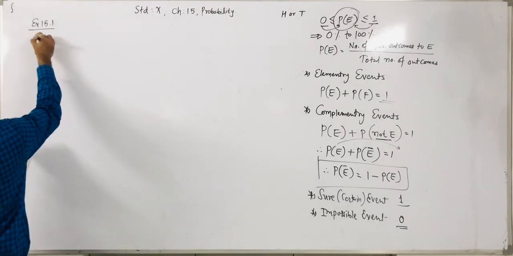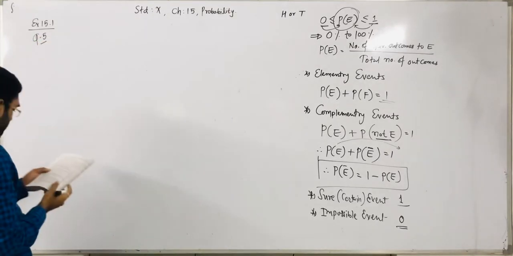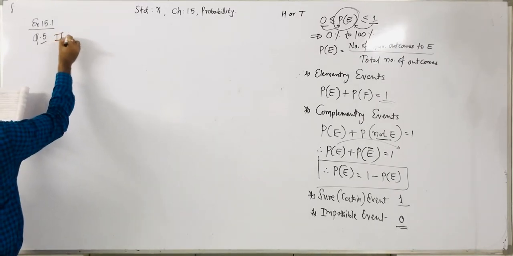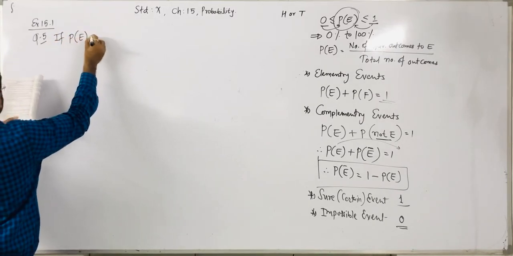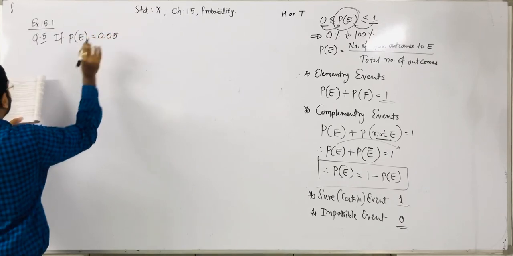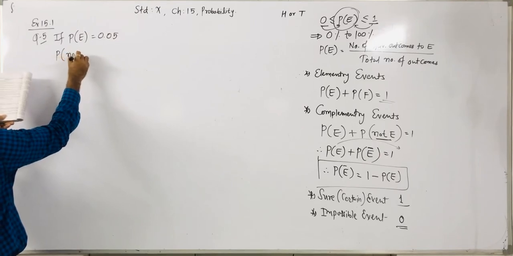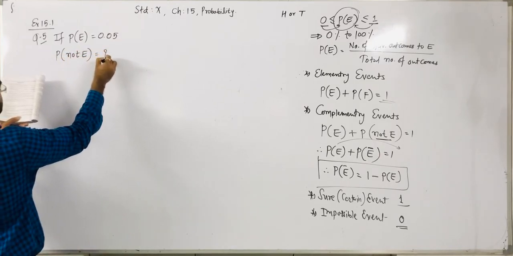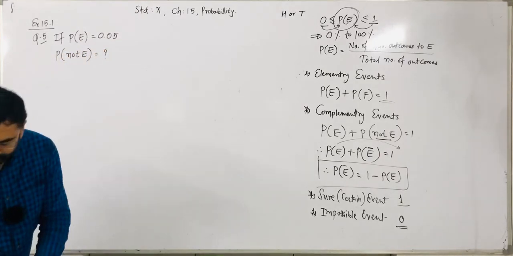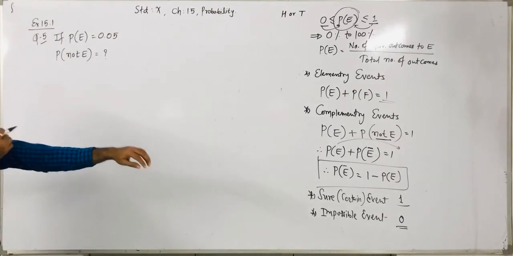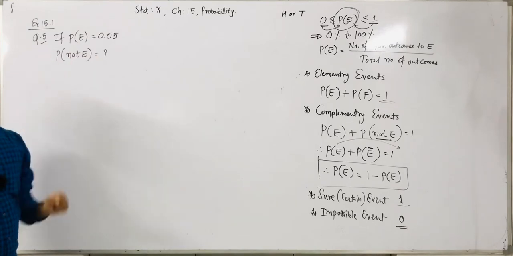Question number 5. See the question. Here it is given that P of E, the probability of an event, is 0.05. They ask what is the probability of not E. They asked for the probability of the not E event. So from the question you have to decide which event's probability we have to take.